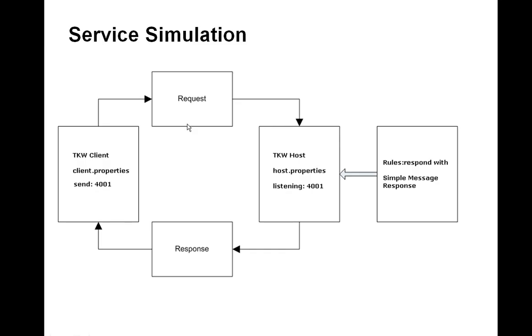I'll just show the diagram again. I'll start off the client, which is the transmitter, which will send the request to the host, and the host will then respond back under the guidance of the rules that it has, and it will be sending back a simple message response.